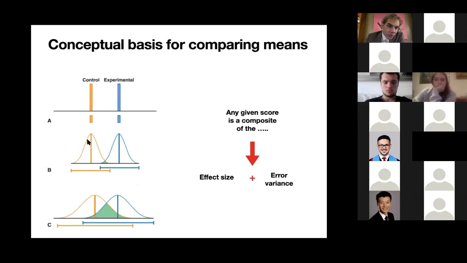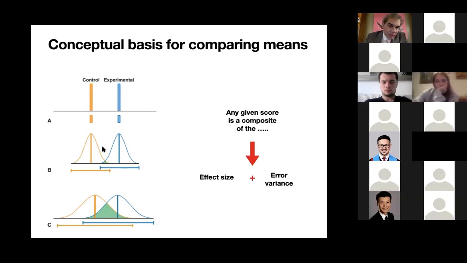But within the group, you'll see that scores are distributed along this mean. And this is because we respond differently to one another. So for example, here I say that any given score is a composite of the effect size plus an error variance. For example, if I'm on this point because I am part of the experimental group, but I responded a little less than the mean. So I'm here.